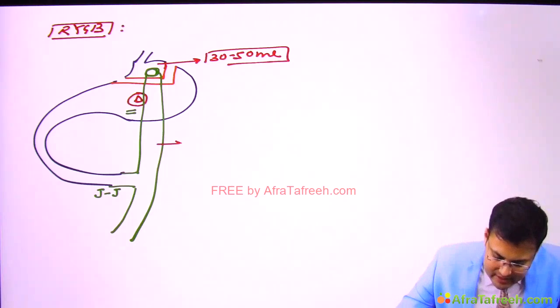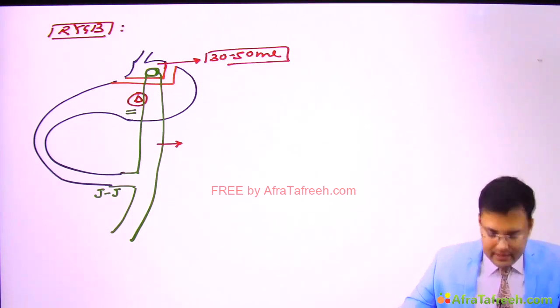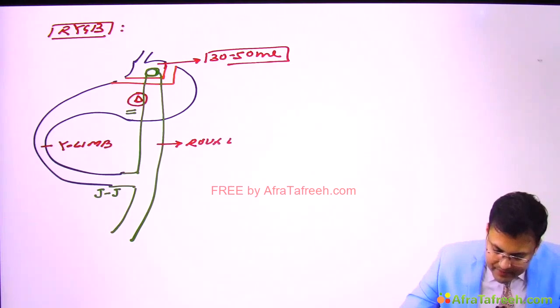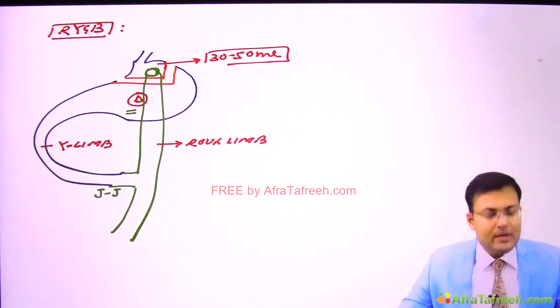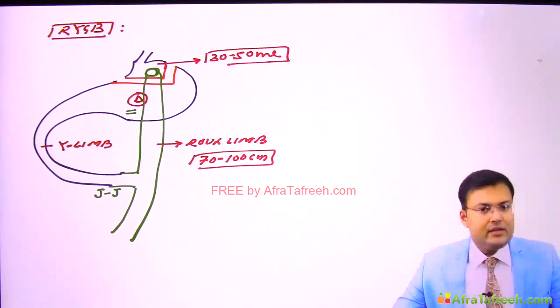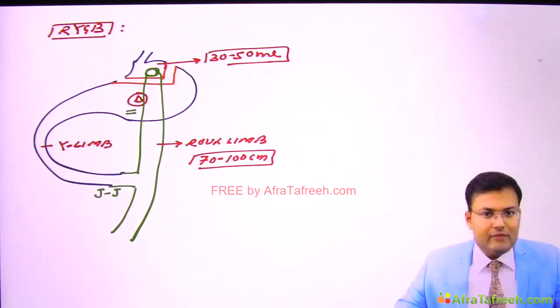Second, what is the length of this Roux limb? This is known as the Y limb, and this is known as the Roux limb. Clear? So the length of this Roux limb is 70 to 100 centimeter. It's in between, average 70 to 100 centimeter. So this is Roux-en-Y gastric bypass.